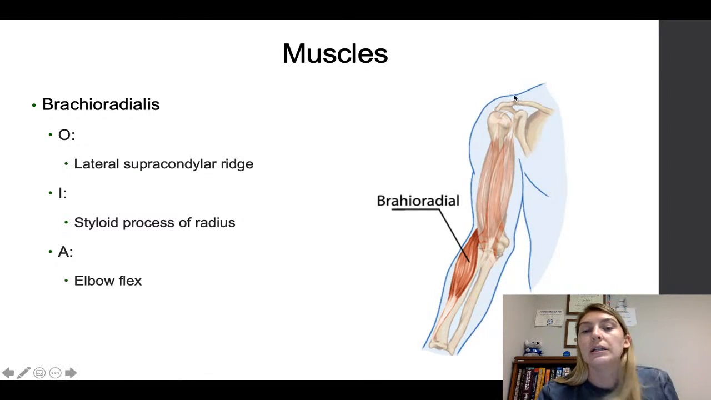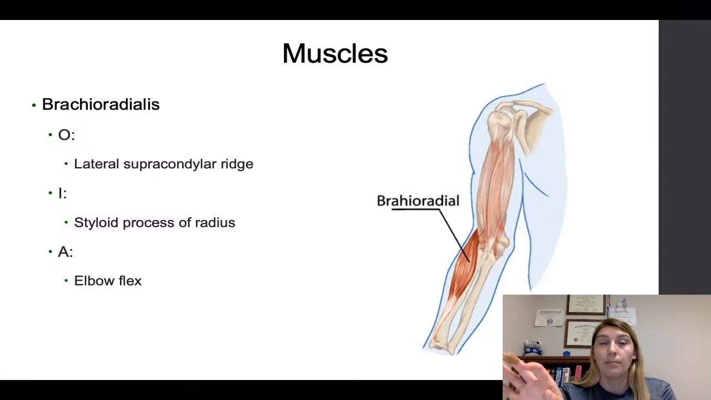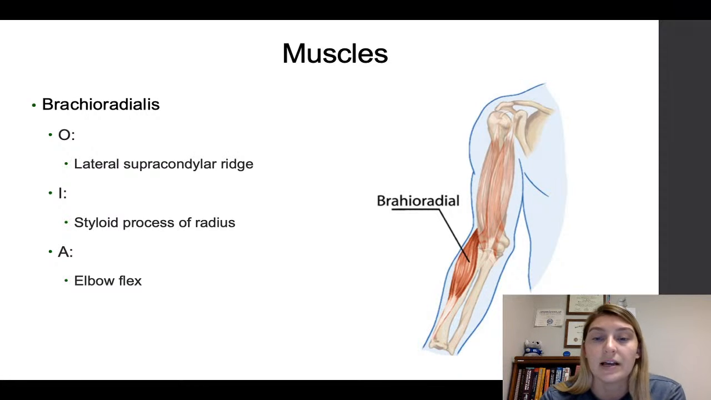So origin, lateral supracondylar ridge. Insertion all the way down to the styloid process of the radius. So that bump on the thumb side. So styloid process. And it is going to do elbow flexion.